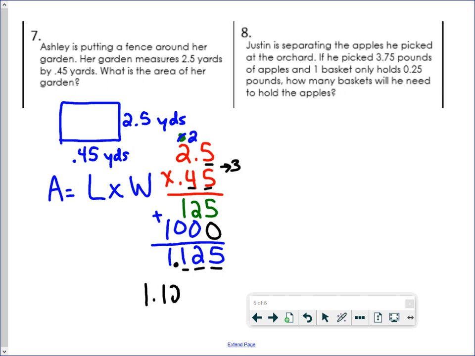1 and 125,000 yards squared, because it's area. Remember, area is square units. Area is square units. All right, last one.